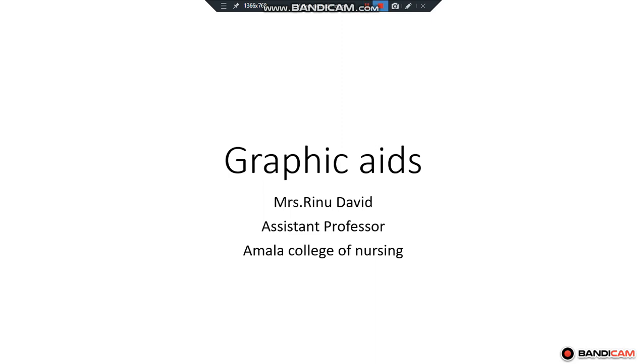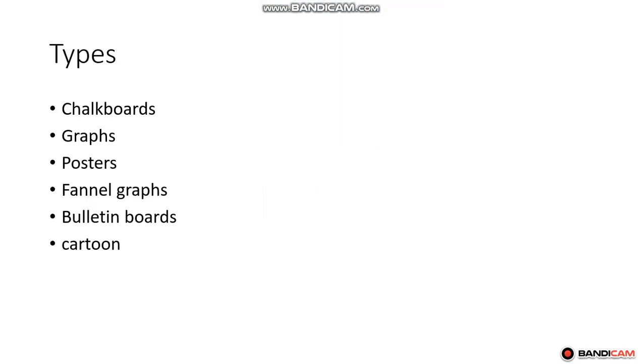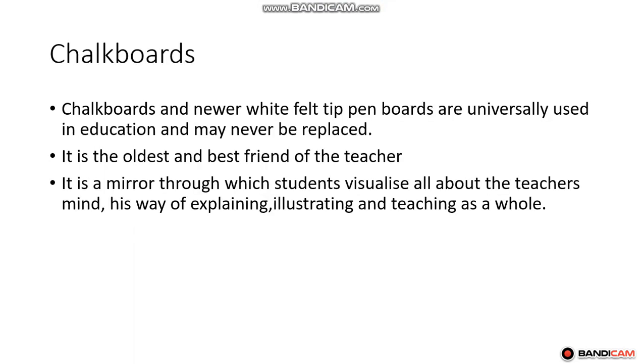Good morning, students. So we are going to see in this class about graphic aids. There are different types of graphic aids, and in detail we'll go regarding each aid. These are the different types of graphic aids: chalkboards, graphs, posters, flannel graphs, bulletin boards, cartoons, etc. So first we'll see about chalkboards.